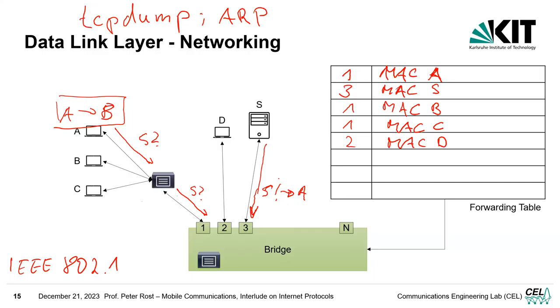Now, the problem in this method is scalability, because obviously the complexity increases with an increasing number of terminals. Just imagine if a whole KIT would be one data link layer network, then one bridge would have to maintain all the different MAC addresses across the whole KIT domain, which is probably tens of thousands. And this doesn't really work. So you have to take measures to avoid that one bridge has to maintain MAC addresses for such a large network.